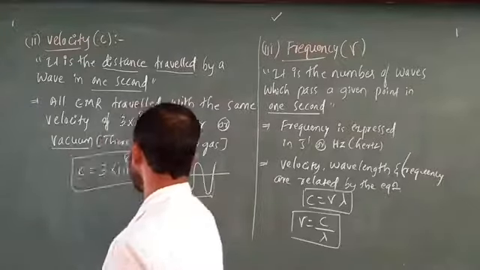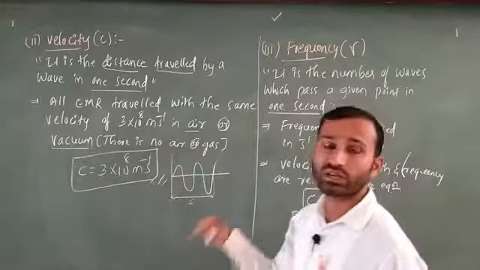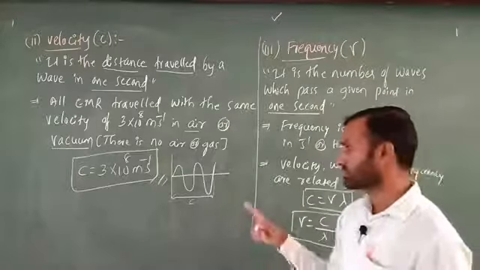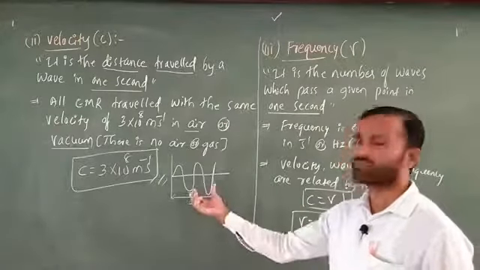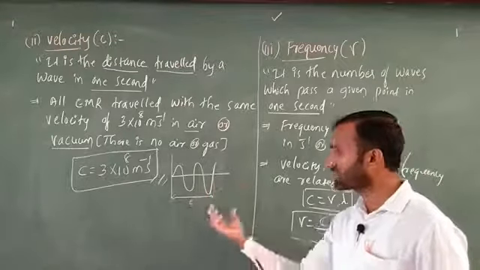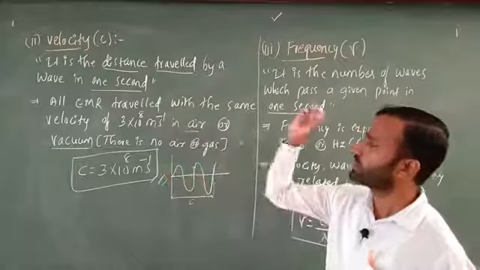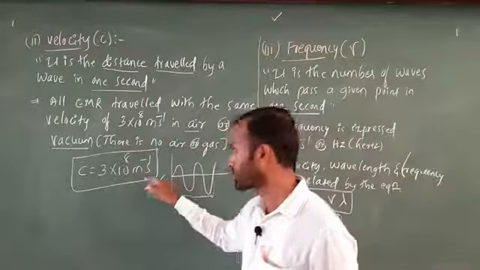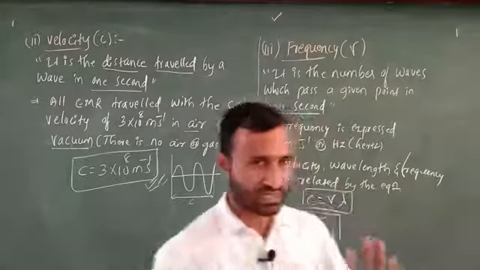This is compulsory. Bear in mind, it is used in the calculation part. Very simple definition: it is the distance travelled by a wave in 1 second, that is called velocity. All electromagnetic radiations travel with the same velocity. You just have to remember this point. Is it clear?